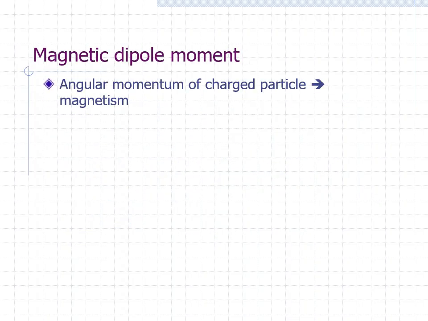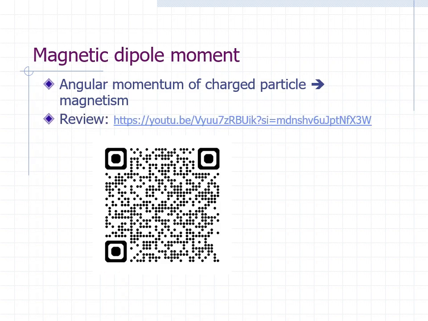We can determine the angular momentum of a charged particle based on how it's affected by the presence of an external magnet. This is because a charged particle with a non-zero angular momentum generates a magnetic field, which then interacts with the external magnet. Watch this video from Khan Academy for a quick review of the basic ideas linking movement of electrons in a loop to magnetism. You can scan the QR code to watch the video on your mobile device.